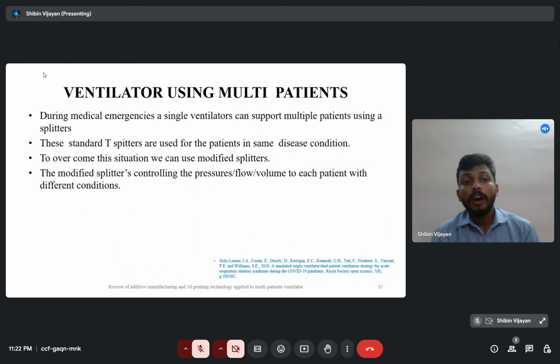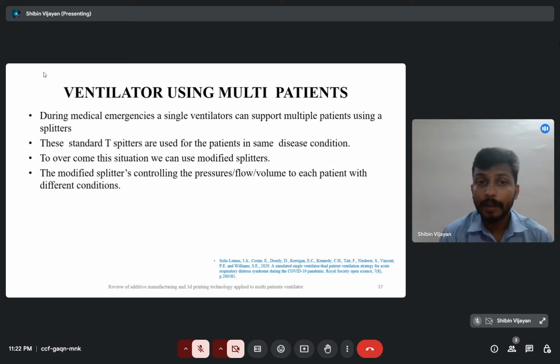Then we can move to using the ventilator for multiple patients. During a medical emergency, a single ventilator can support multiple patients using splitters. These standard splitters are used for patients with the same disease condition. To overcome this situation, we can use modified splitters. The modified splitters control pressure, flow, and volume for each patient with different conditions.